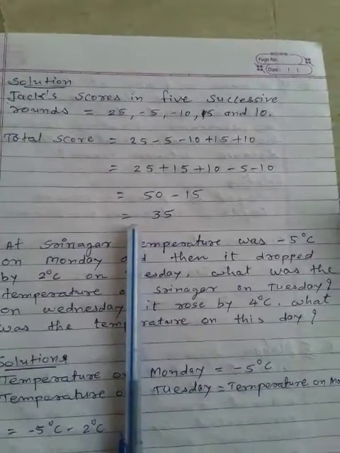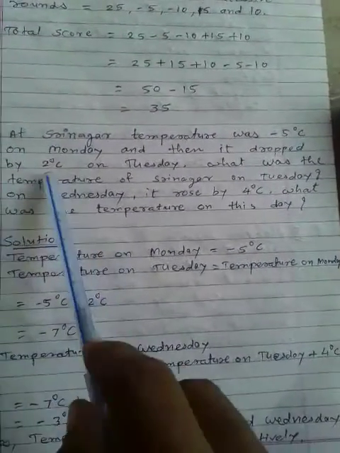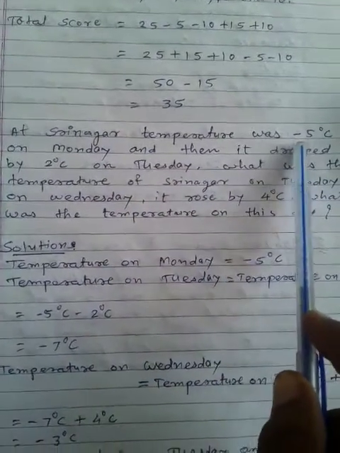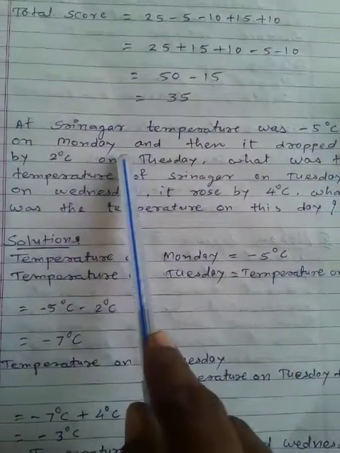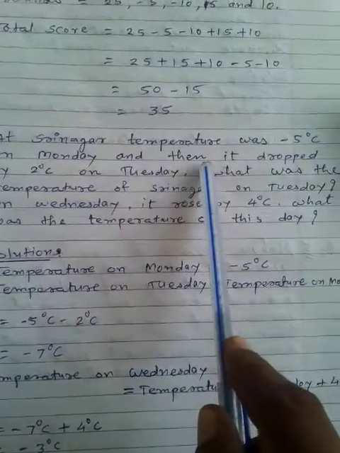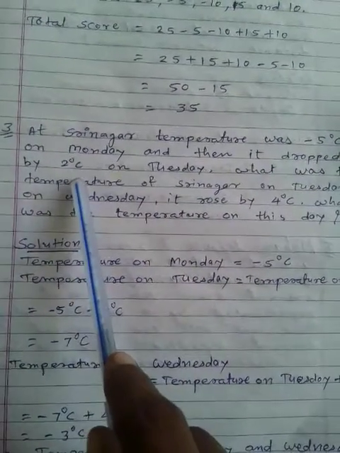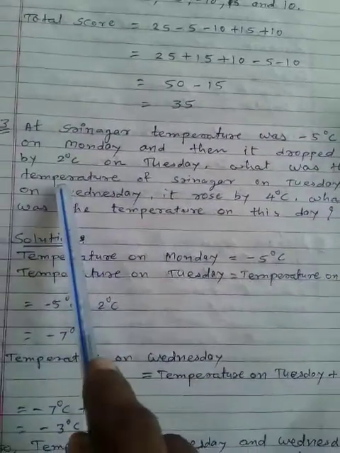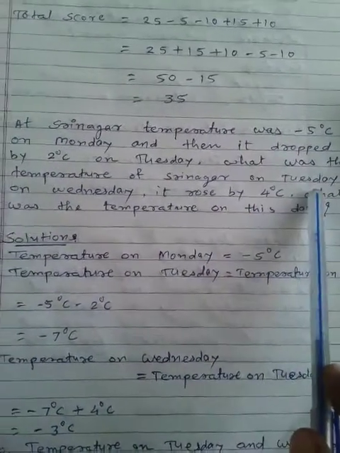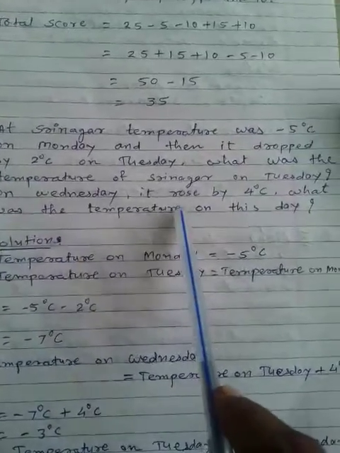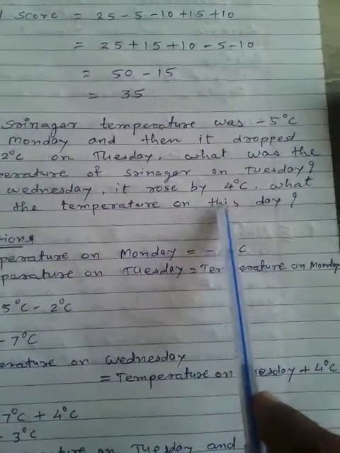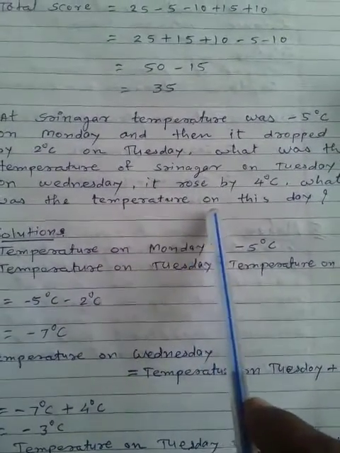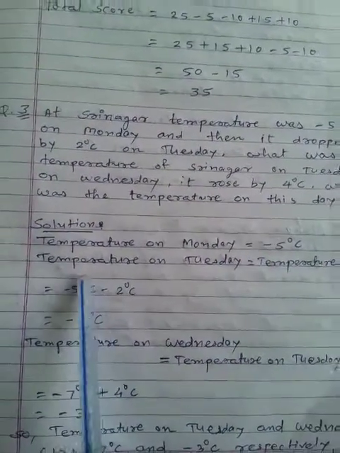Okay, next question. At Srinagar, the temperature was -5 degrees Celsius on Monday, and then it dropped by 2 degrees Celsius on Tuesday. What was the temperature of Srinagar on Tuesday? On Wednesday, it rose by 4 degrees Celsius. What was the temperature on this day? Now how do we solve this sum?